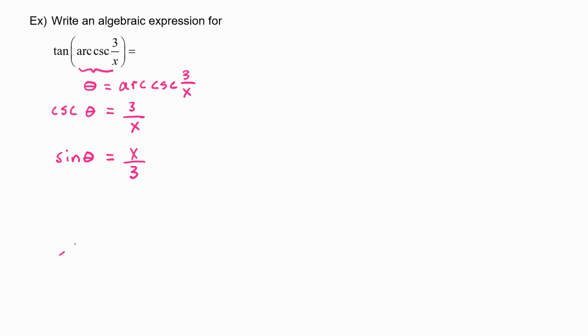Now we can draw a picture of theta. If the sine of theta is x over 3, that means the opposite leg is x, and the hypotenuse is 3, and the adjacent leg here then would be the square root of 9 minus x squared, because you take the hypotenuse squared minus that other leg squared. So then this problem is just asking us to find the tangent of that angle that we called theta.